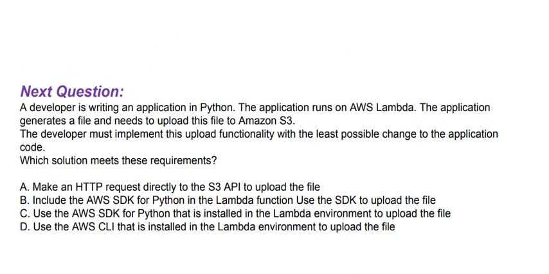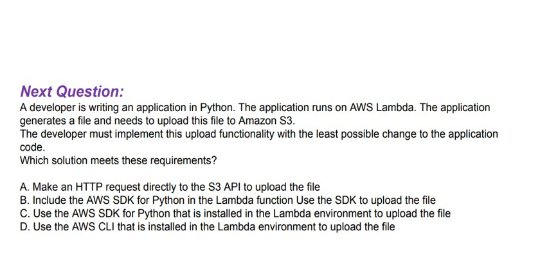Next question is: a developer is writing an application in Python. The application runs on AWS Lambda. The application generates a file and needs to upload this file to Amazon S3. The developer must implement this upload functionality with the least possible change to the application code. Which solution meets these requirements?